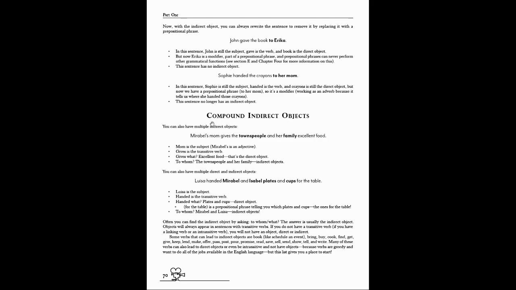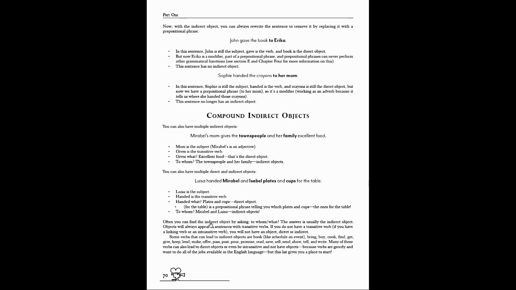Moving on, you can also have compound indirect objects, just like you can have compound everything else. So Mirabelle's mom gives who the food, right? This food is the direct object, but she's giving the townspeople and the family, those are the indirect objects. And you can also just have a party. You can have multiple objects, direct and indirect. So Louisa is handing the plates and the cups, right? So those are the things she's literally handing. So those are the direct objects, and she's handing them to Mirabelle and Isabel. So those are the indirect objects.